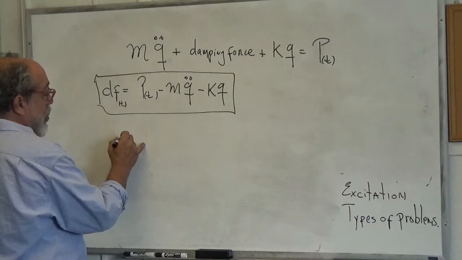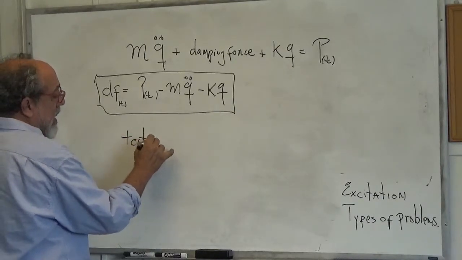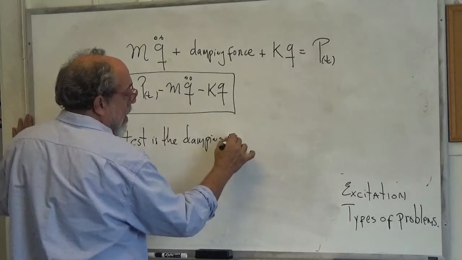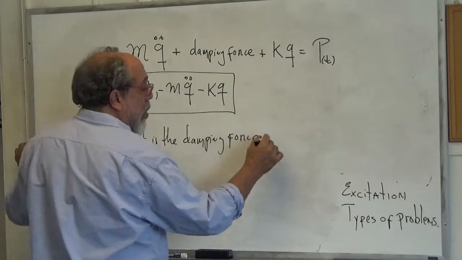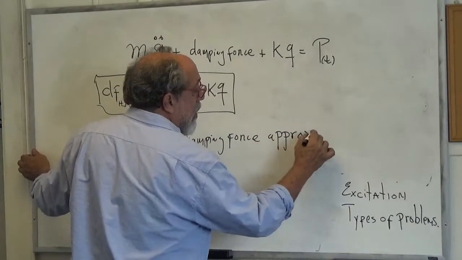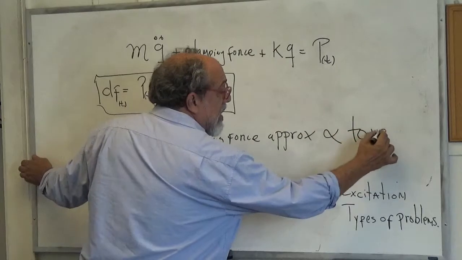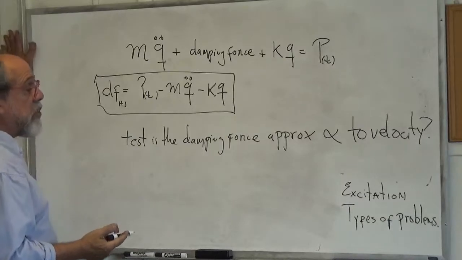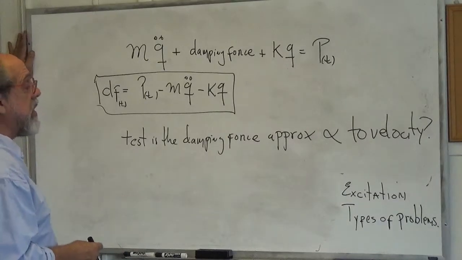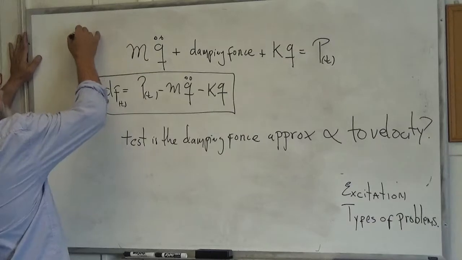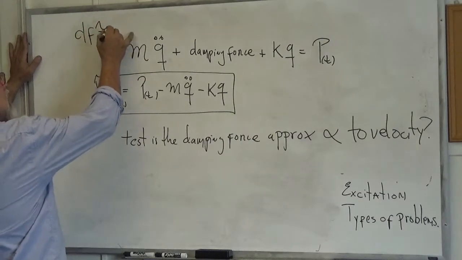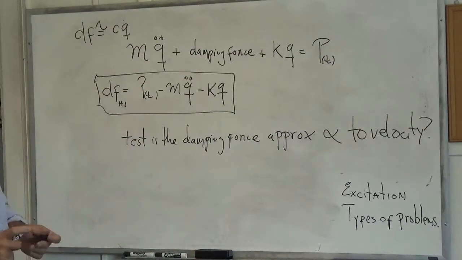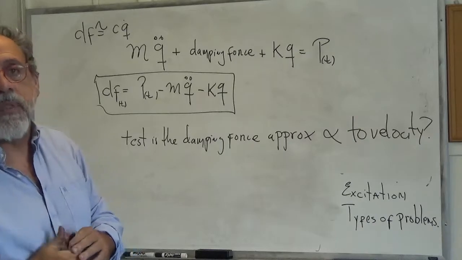Now, so experimentally you could find the damping force. Now, you could test, is the damping force approximately proportional to velocity? You could ask that. If the answer was yes, you'd say, oh, well, the viscous model seems pretty good. I could probably say that the damping force is approximately some constant times the velocity. But what we find when we actually do that is that that's not normally the case.